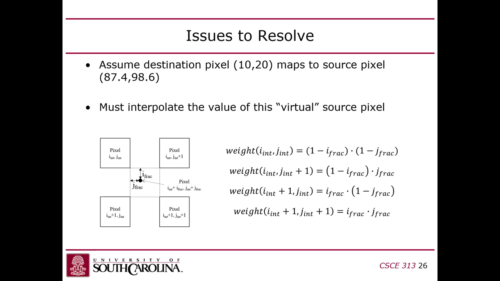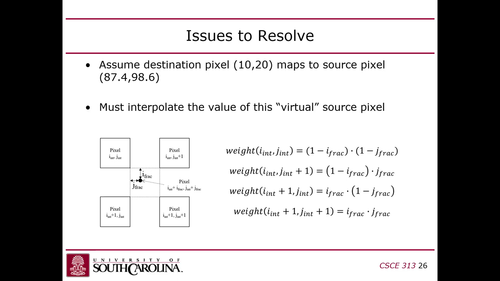This is called bilinear interpolation. This is the easiest way to interpolate. There's much more accurate ways to do it. But basically the way it works is you just take all four of the pixels and you calculate a weighted average based on how close you are to the four pixels.